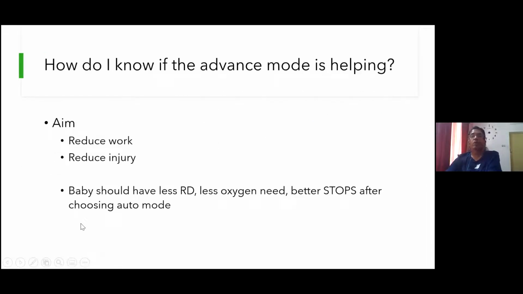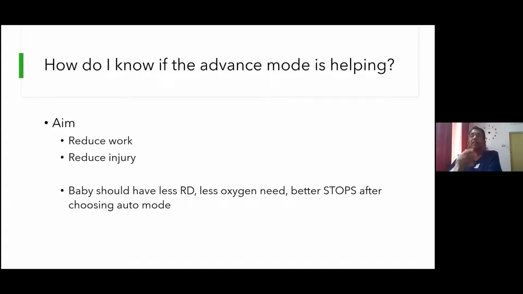So how do I know if the advanced mode that I have chosen is actually helping the baby? Why did we use this advanced mode? One is to reduce work, and second is to reduce injury. And therefore, when I switch on the advanced mode, if I go from SIMV to PSV or SIMV to SIPPV, then what should happen?